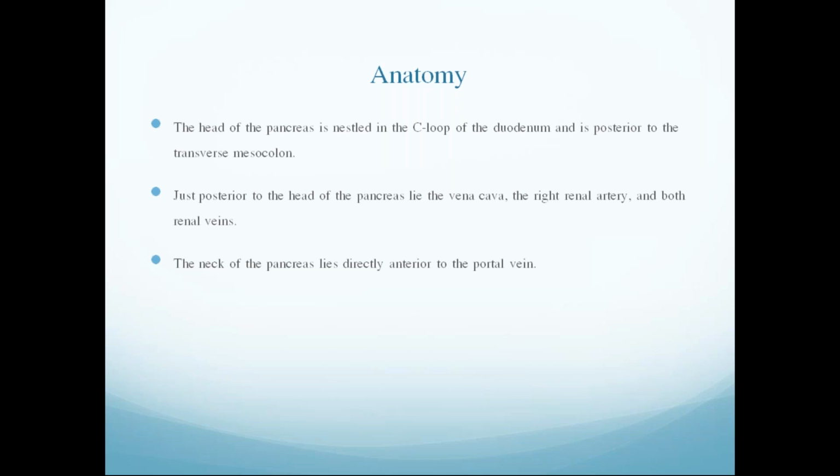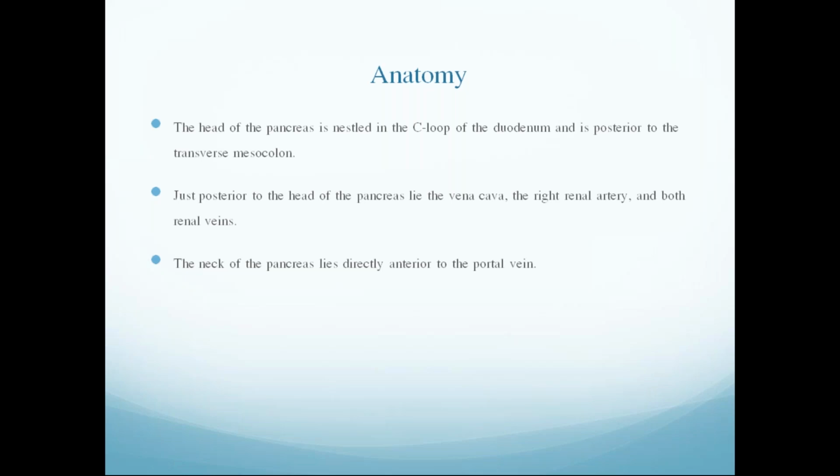Just posterior to the head of the pancreas lie the vena cava, right renal artery, and both renal veins. So during surgical dissection, that is during the Whipple's procedure, we have to be careful at the level of the head of the pancreas, where the vena cava and the right renal artery lie.